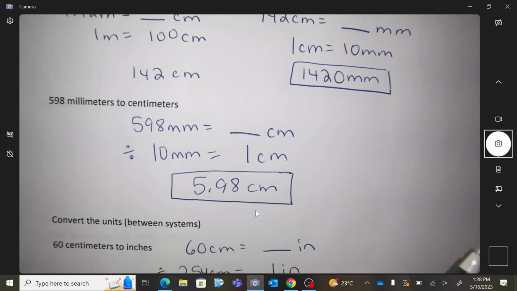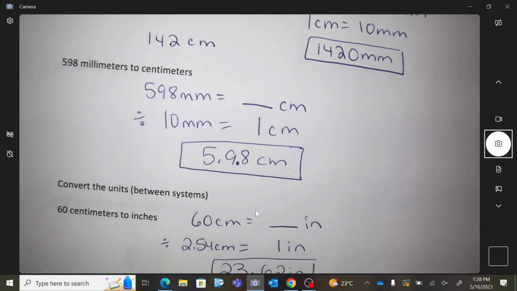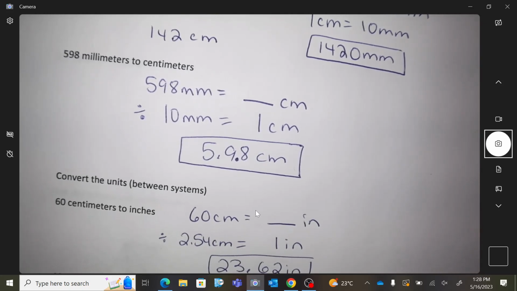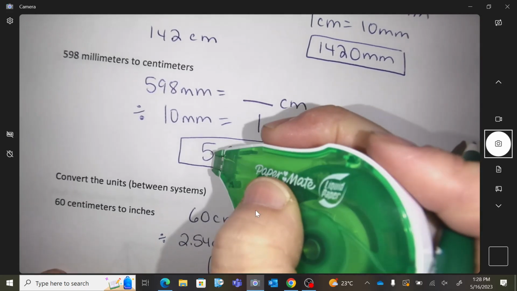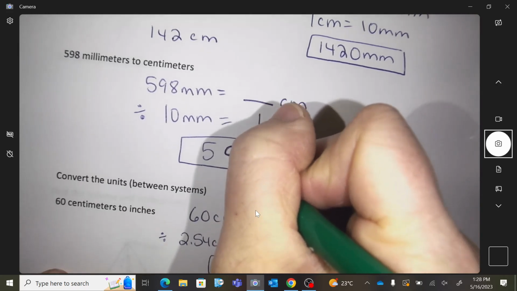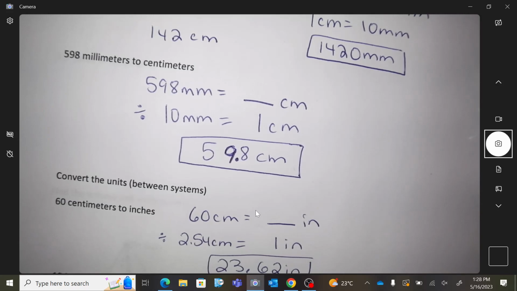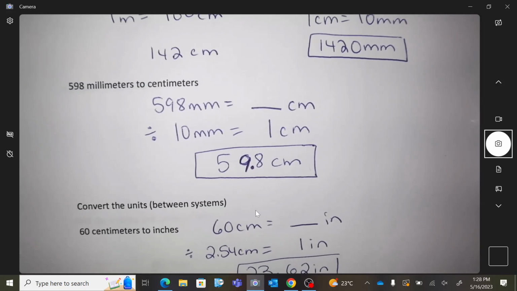Can you go to the one up? Isn't that supposed to be 59? Oh, yes. Thank you. I did 2 decimals instead of 1. Thank you. Did anybody else find that, or did they just copy me? Because I'm testing you.